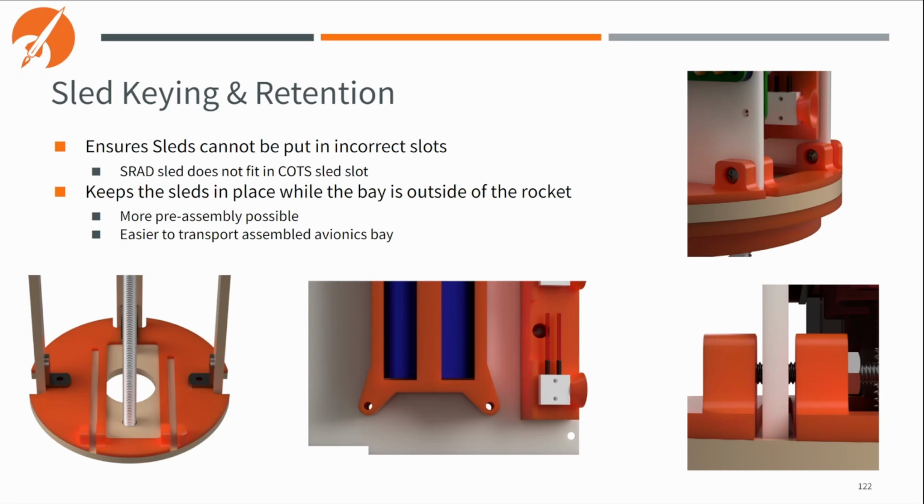To prevent incorrect assembly of the avionics bay, we have keyed sleds. So the sleds are different sizes, and if you tried to insert, for example, the backplane sled into our COTS component sled slot, it would not fit properly, and you wouldn't be able to insert the avionics bay into the tube. And also, just to make the avionics bay easier to handle whenever it is not inside the rocket, we have some retention pins at the bottom of each sled to hold them into place once you've inserted them into the frame.